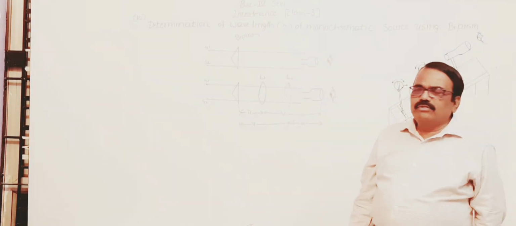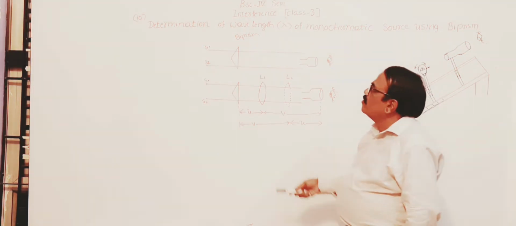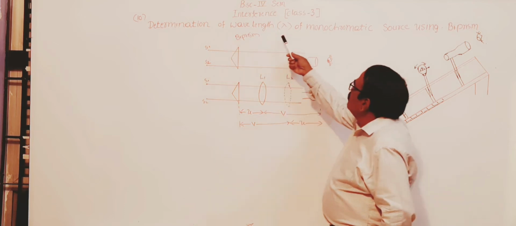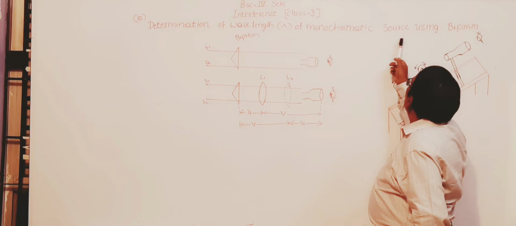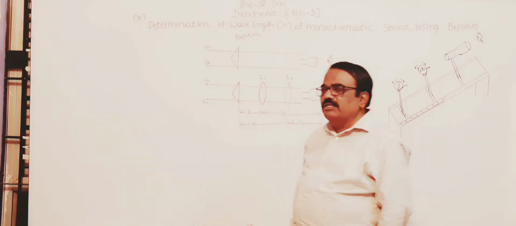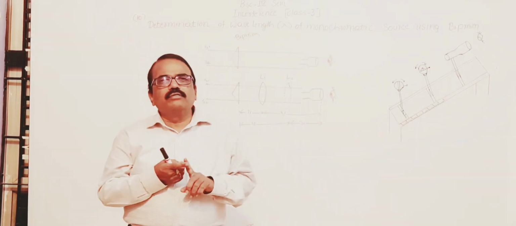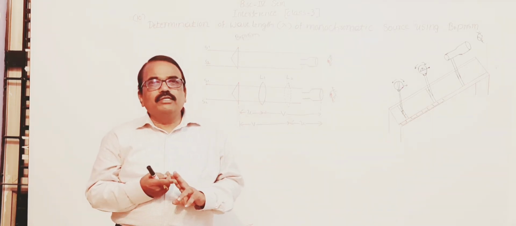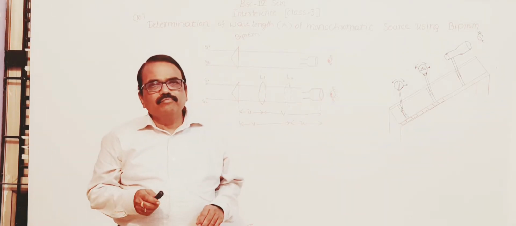In this third class of interference, we have to study one experiment, that is determination of wavelength lambda of monochromatic source using biprism. Usually they will ask this as a 10-mark question. So first you should know what is an experimental arrangement and how it is adjusted, how the values are determined.